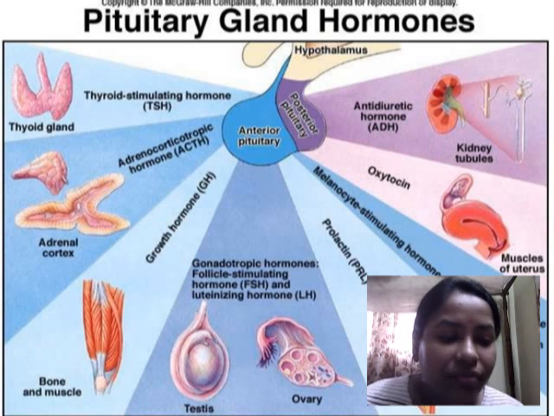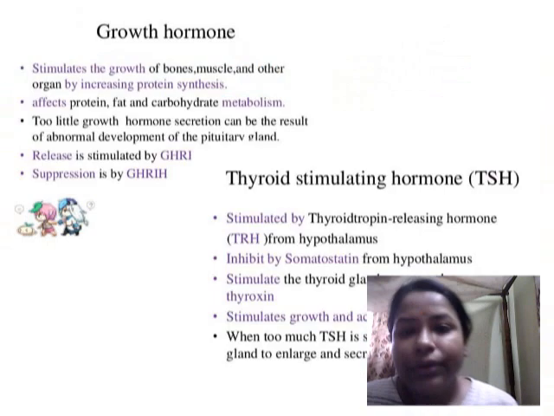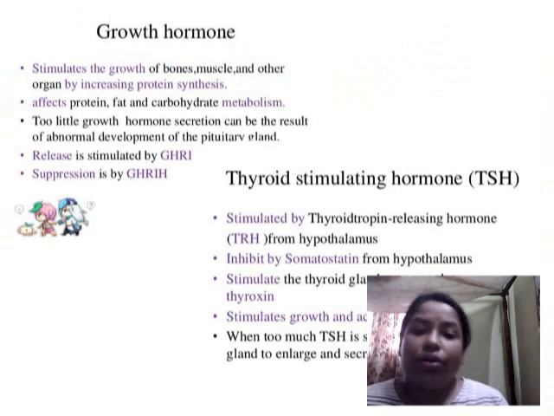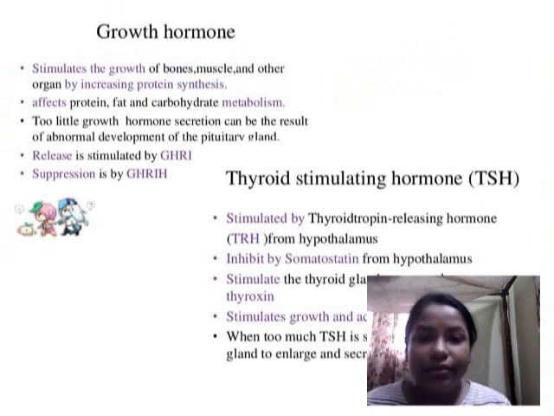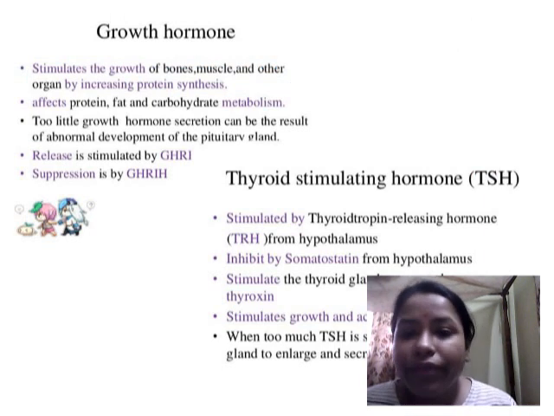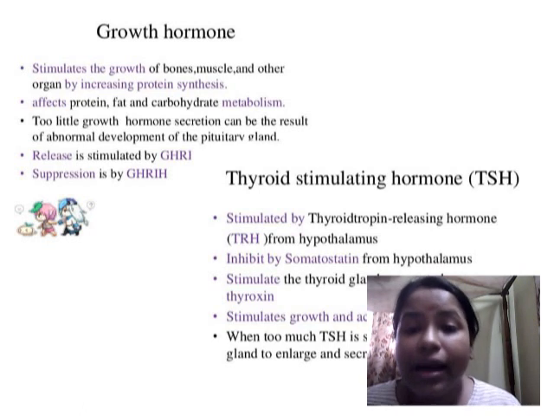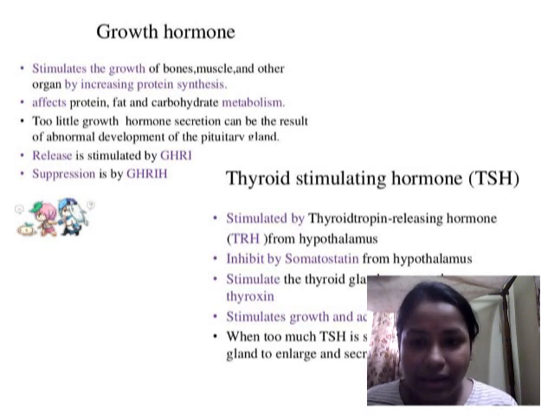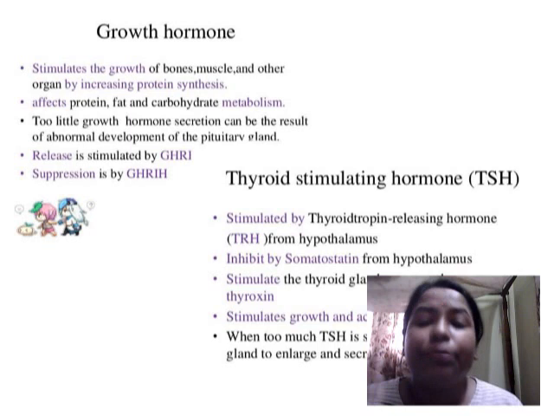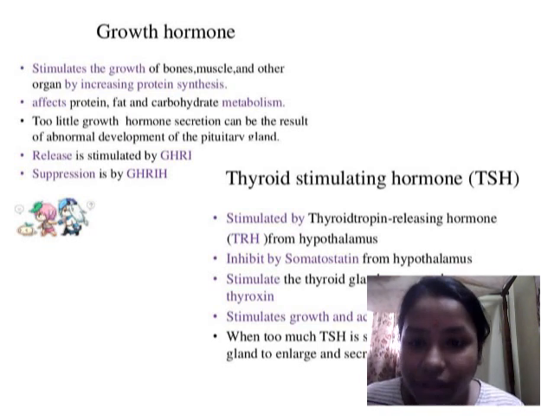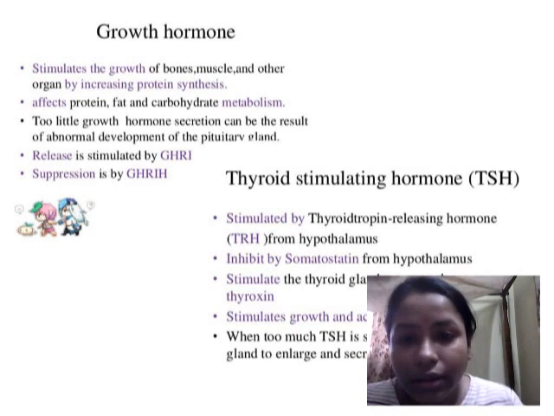Okay, so here are the hormones of the anterior pituitary with their functions. First one is our growth hormone, which stimulates the growth of bones and muscles and organs by increasing protein synthesis. It also affects protein, fat and carbohydrate metabolism.